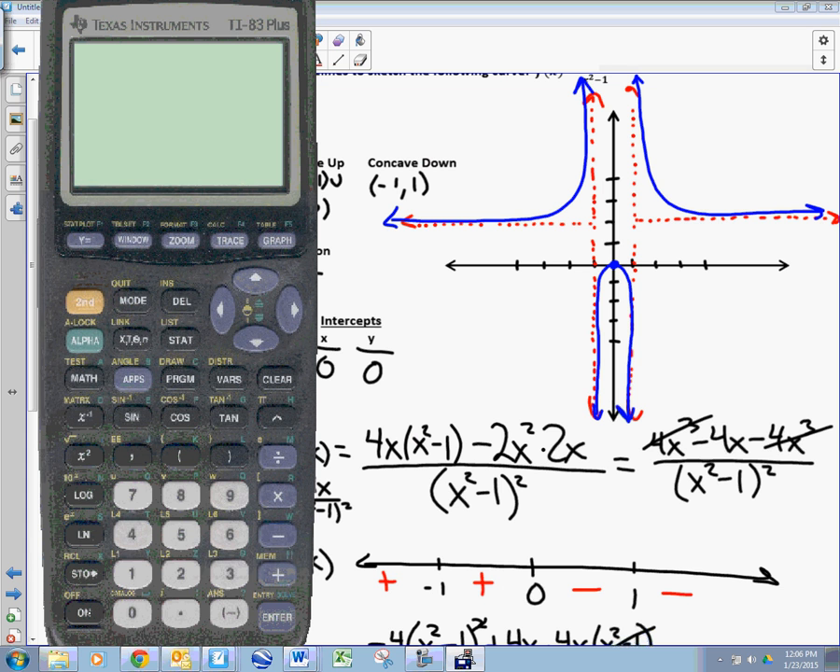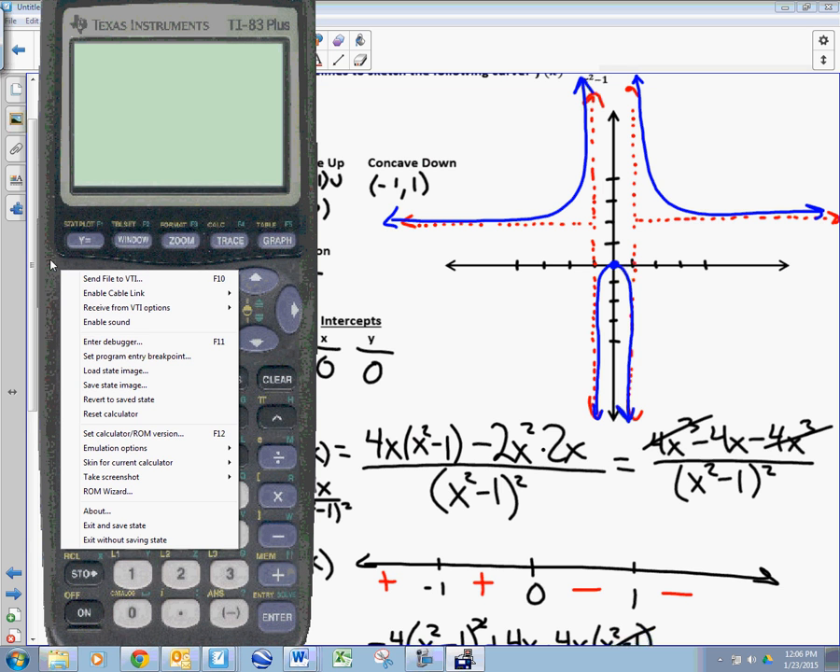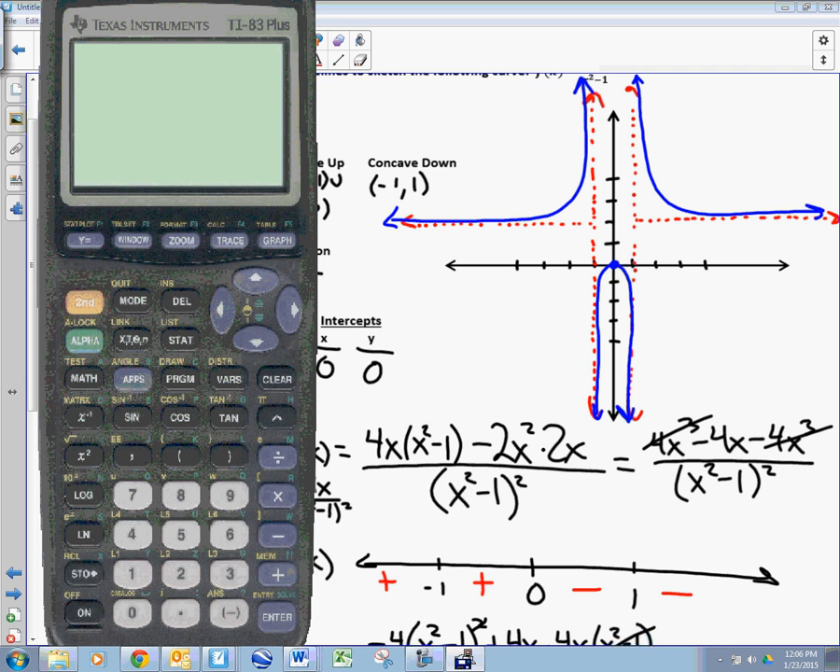So, with our short time remaining, I will take out my calculator, y equals, and I'll type in 2x squared divided by parentheses x squared minus 1, and I'm going to change my window to, we'll go by 6s.